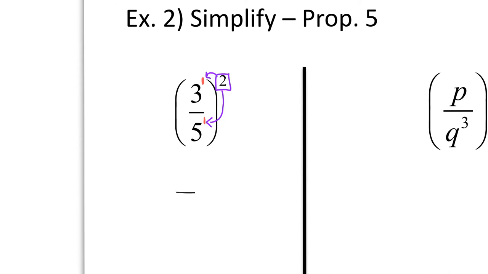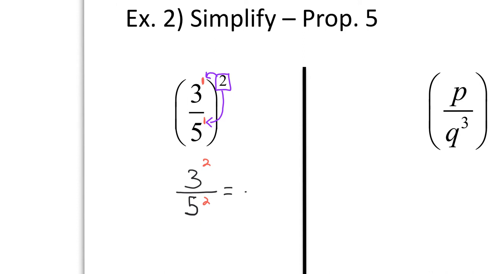So I'm going to put the fraction here. We don't need the parentheses anymore. I'm going to keep the base 3 on the top, and I'm going to multiply 1 times 2. That's going to be 2, so I put the exponent of 2. And on the bottom, I keep the base of 5, and I multiply 1 times 2 again, and that's going to be 2. Now you guys can simplify those two bases.